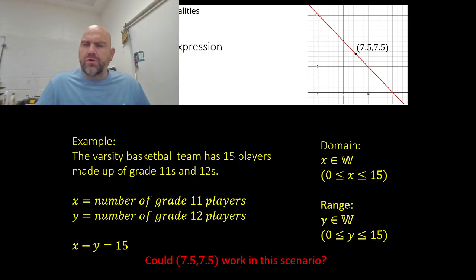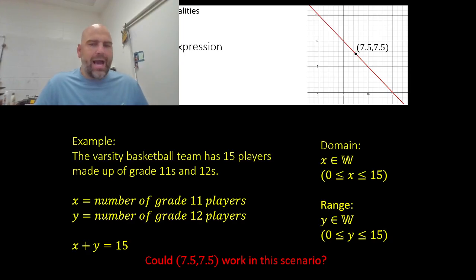So here's my question for you. Does this point here, 7.5, 7.5, work? Meaning there'd be 7.5 grade 11s and 7.5 grade 12s. Does it work? No, I hope you said it doesn't. The reason for that is that it is not a whole number. In the same way, we can't use negatives in a case like this. It has to be positives.